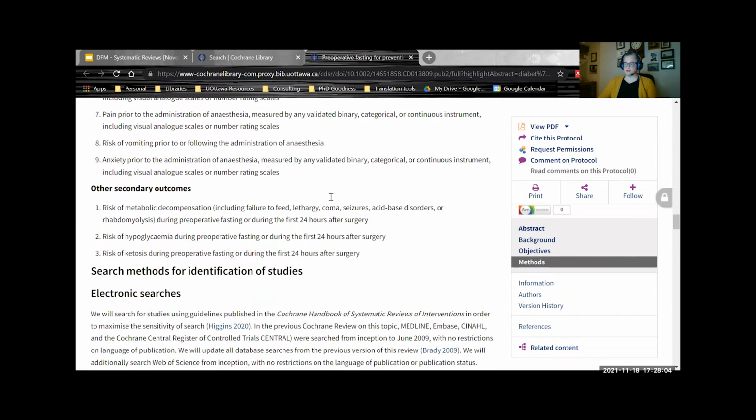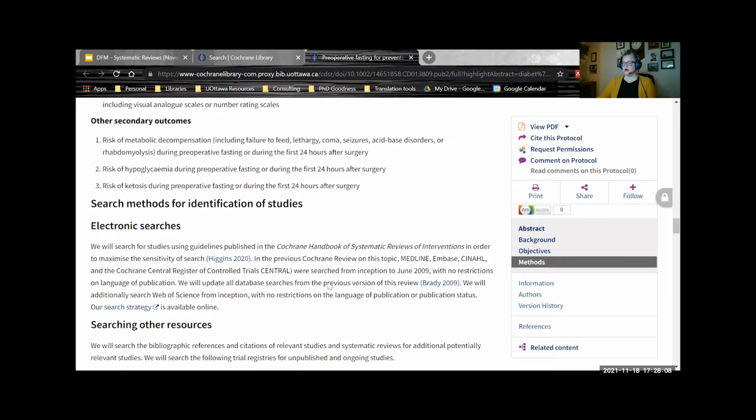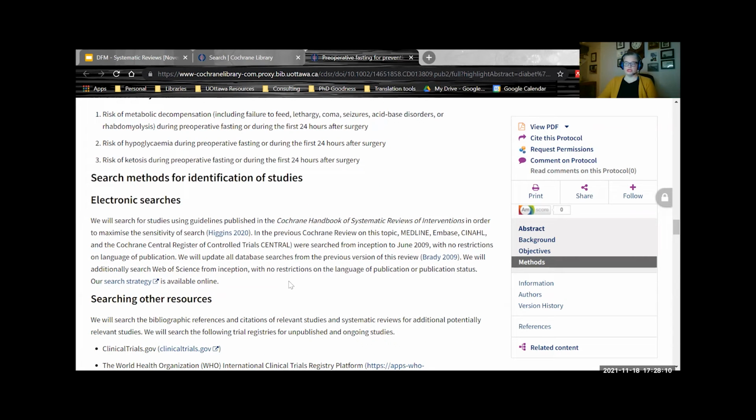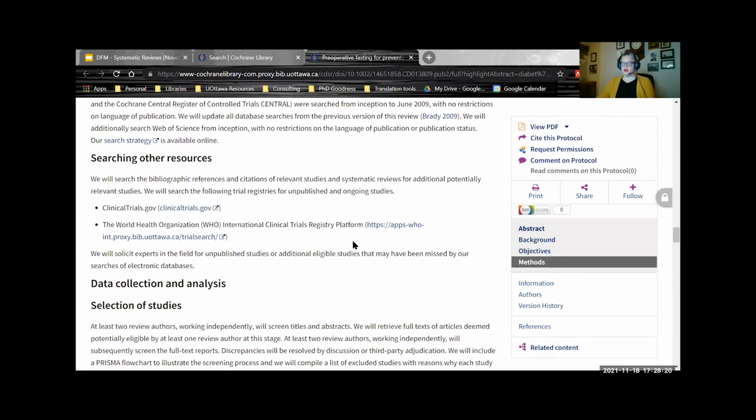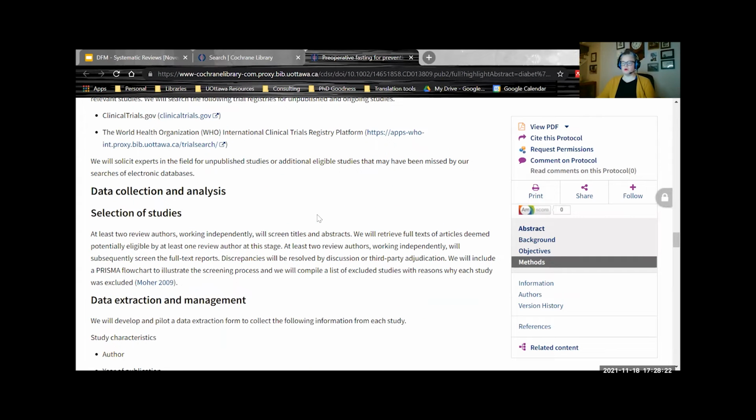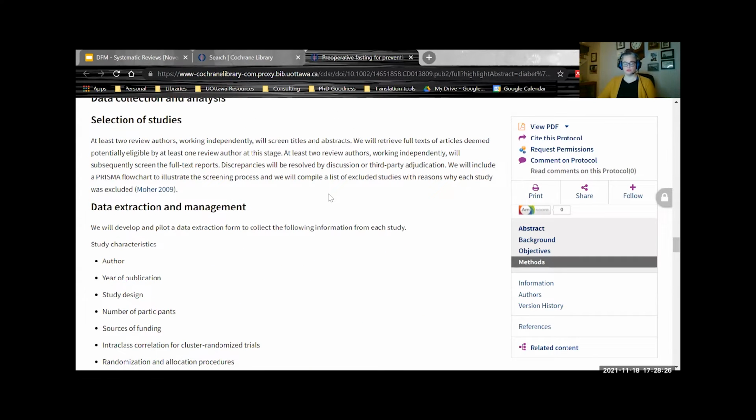And this is all information that will likely go into that data extraction form that we were talking about. They outline which electronic search databases they will search, as well as other resources. So that's that supplemental searching part that we were talking about. All right. They talk about how they are going to select their studies, with screening.